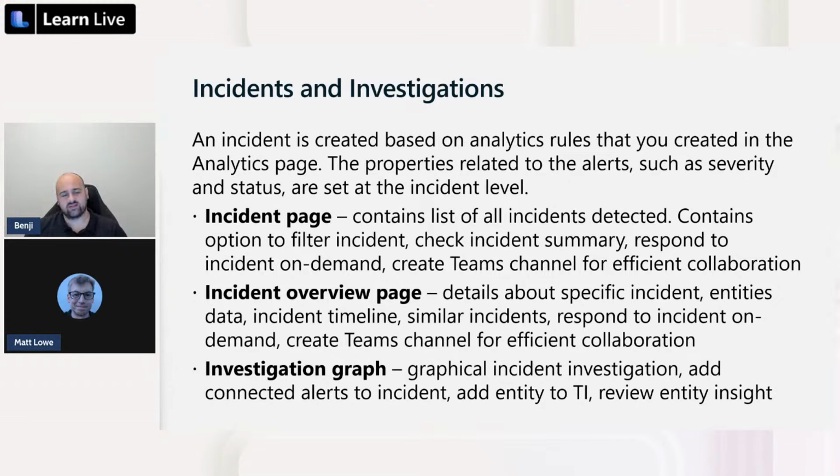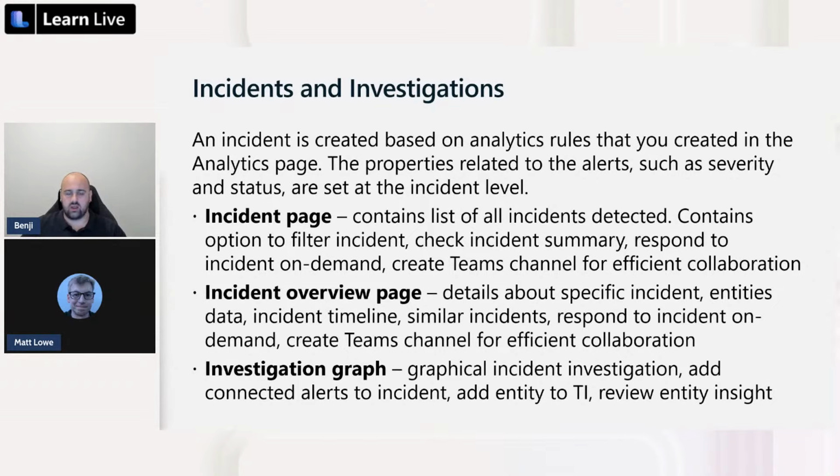Plus, we will have the investigation graph, which is actually our graphical incident investigation, where we can see connections between the alerts based on the entities that were detected. Then those entities, if we see that they are malicious, we can automatically add them to our threat intelligence pane and write them inside of our threat intelligence indicators. Plus, we also have options to review the insights. We can add any connected alerts to the incidents, and it is really nicely visible inside of the system. So dotted lines will be alerts that are not connected to the incident. Full lines are the alerts that are connected to the incident.